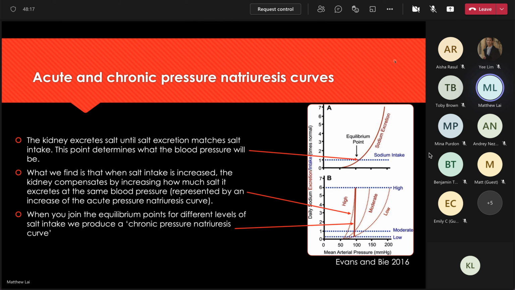And so now I'm going to go on and talk about the acute and chronic pressure natriuresis curves. So the kidney will excrete salt until salt excretion matches salt intake.